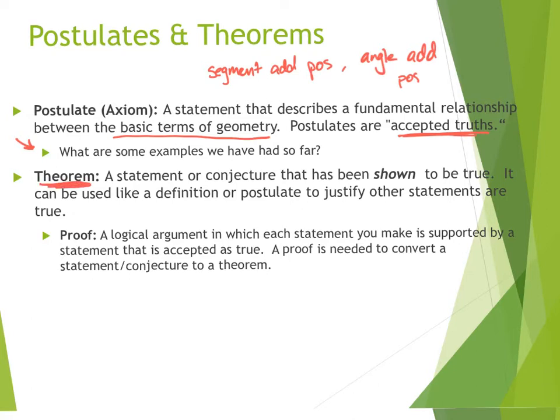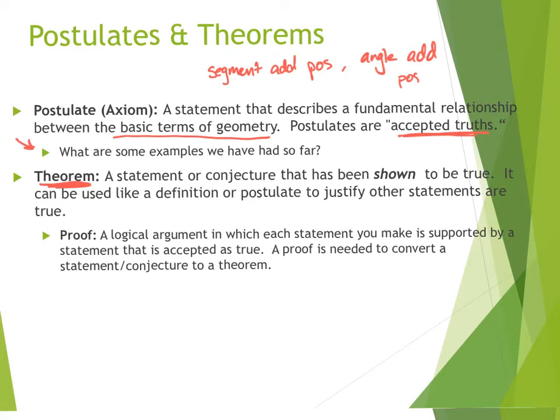The second thing on this page, though, is theorems. A theorem is a statement or conjecture that has to be proven. Okay, you can't just say, oh, this is true because of this theorem. You have to prove the theorem is true first. However, once you prove that theorem true, then you can use it all the time. You don't need to continually reprove it.